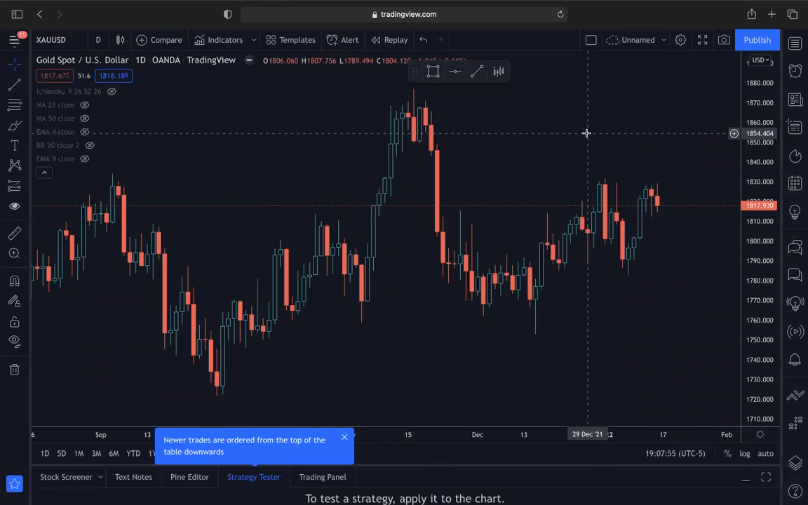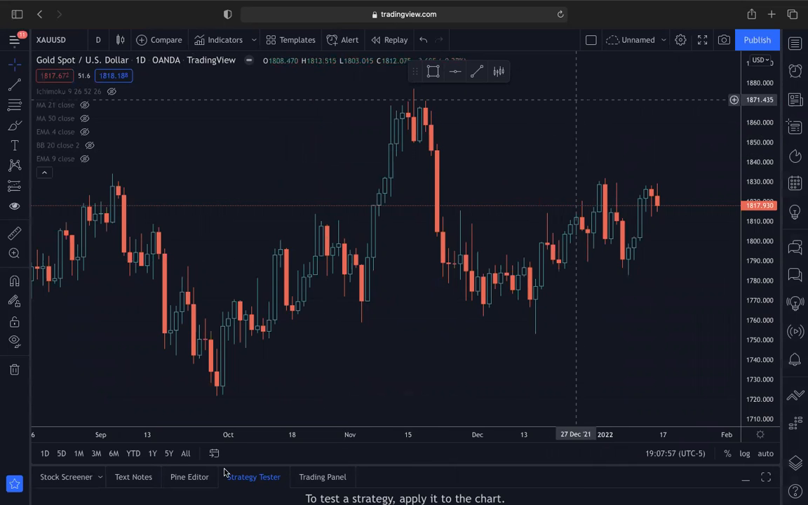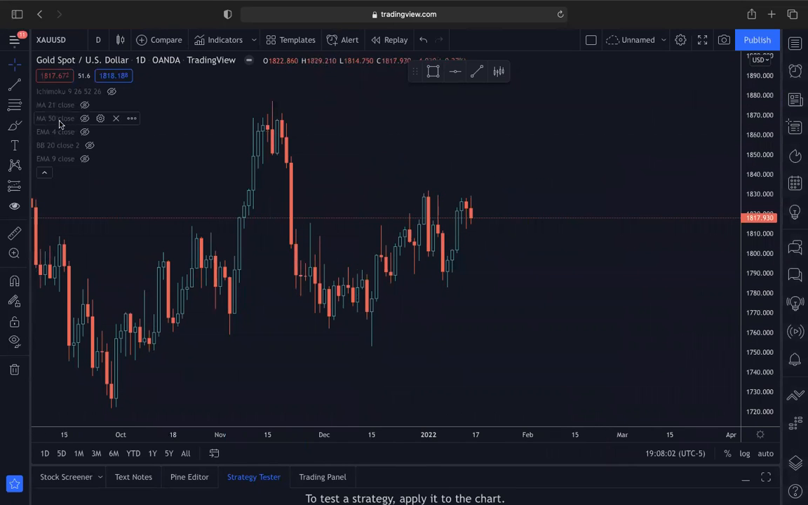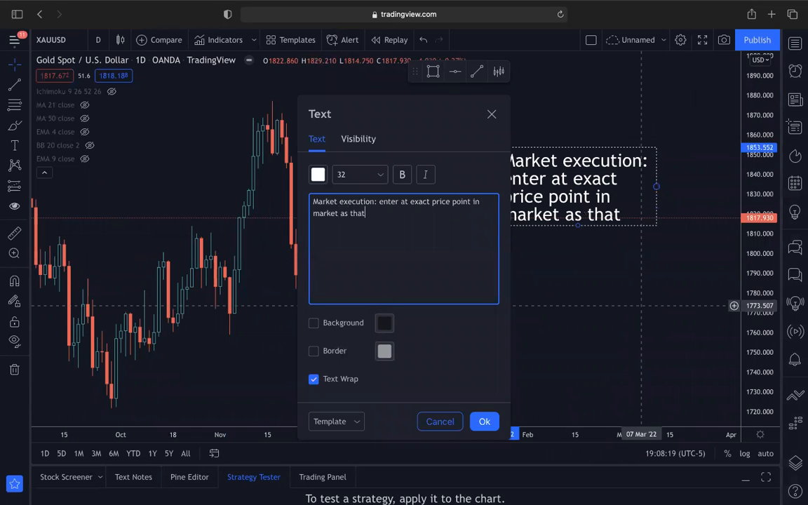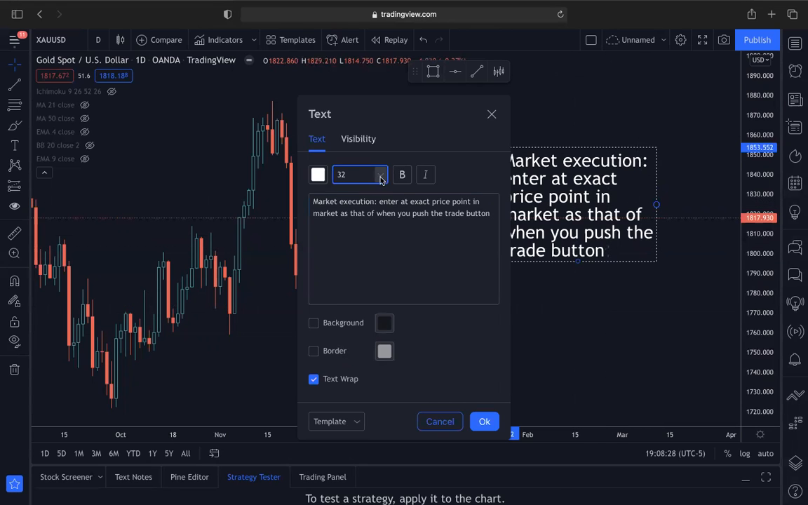All right, so there's essentially, let me think, 5 types of orders that you can set when it comes to trading in the market. So you have market execution, which is enter at exact price point in market as that of when you push the trade button.